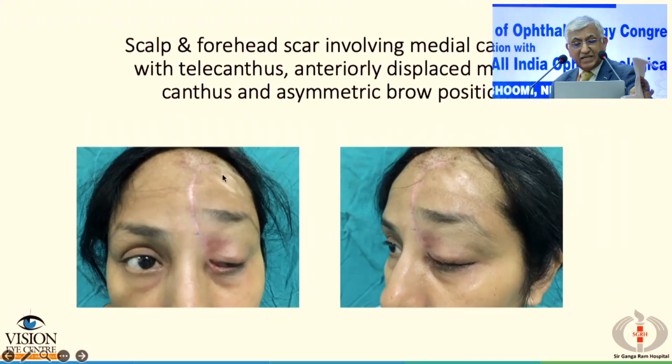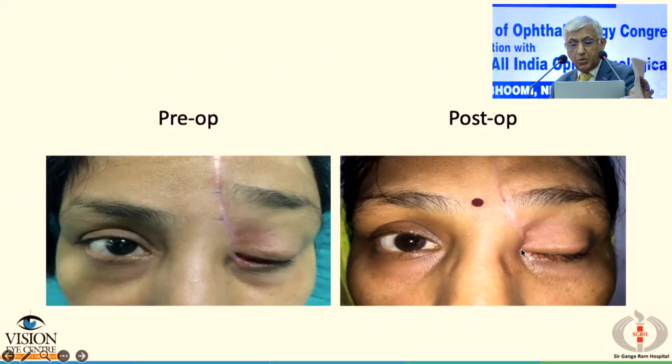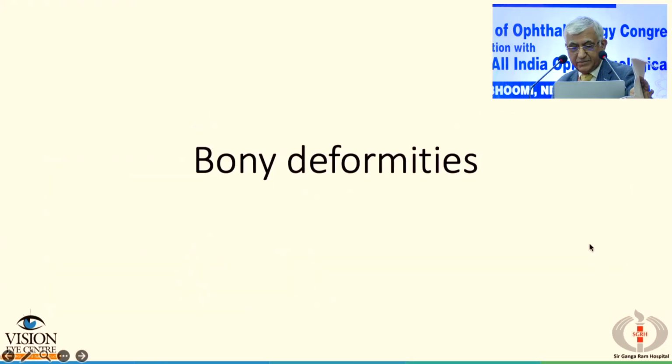This is an example of a beer bottle injury with a forehead scar with a traumatic telecanthus, anteriorly displaced canthus, where we decided to do a scar revision, repositioning of the medial canthus deeply, and at the same time taking care of the scar. So, this is how it looks, from this anteriorly displaced canthus to a corrected telecanthus, and the scar has been repositioned. The brow, which was malpositioned, has been put back in position.